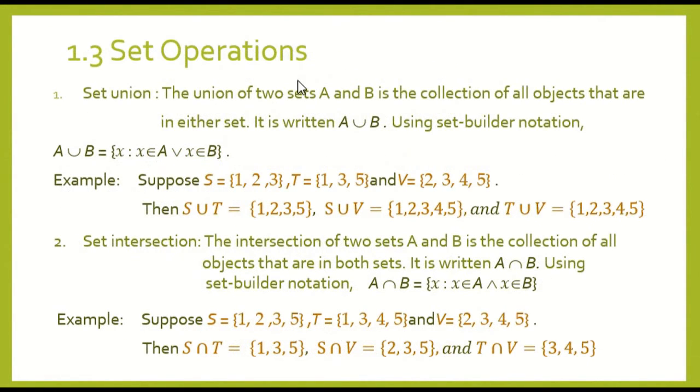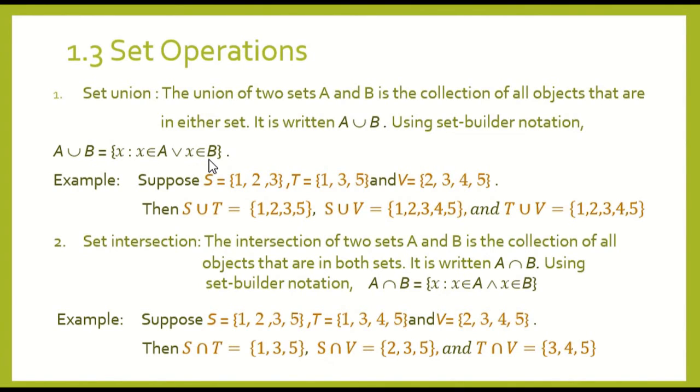Now, let's go to set operations. First, we have the set union. The union of two sets A and B is the collection of all objects that are in either set. It is written A union B. Using set builder notation, we have this. A union B is equal to X such that X is an element of A or X is an element of B.